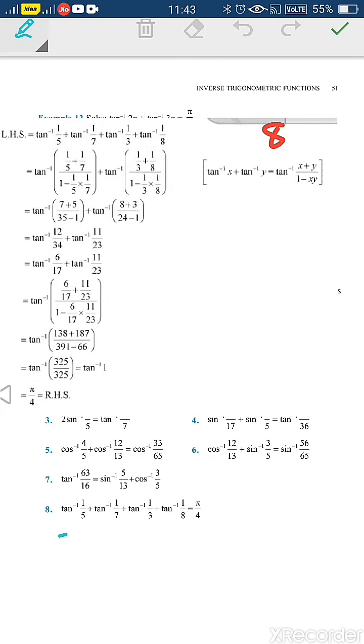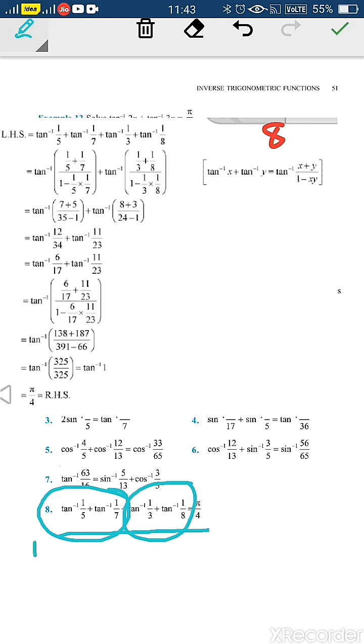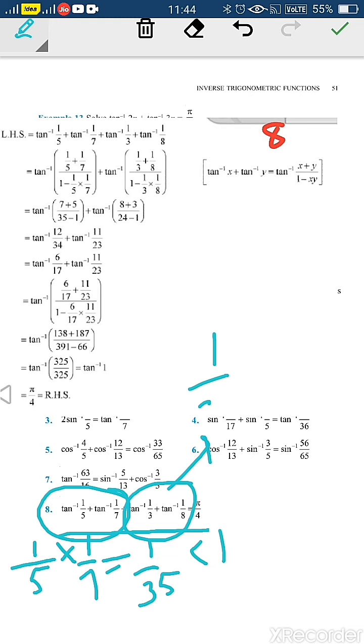Question number 8 now. Question number 8 is tan inverse 1 by 5 plus tan inverse 1 by 7 plus tan inverse 1 by 3 plus tan inverse 1 by 8 is equal to pi by 4. There are 4 terms in the left hand side, so here you can take 2 terms first and then the third and fourth terms together. This becomes tan inverse x plus tan inverse y, right? And we know that 1 upon 5 into 1 upon 7 is equal to 1 upon 35, which is less than 1. Same here, 1 upon 3 into 1 upon 8 is equal to 1 upon 24, which is again less than 1. So we can apply the identity here simultaneously.